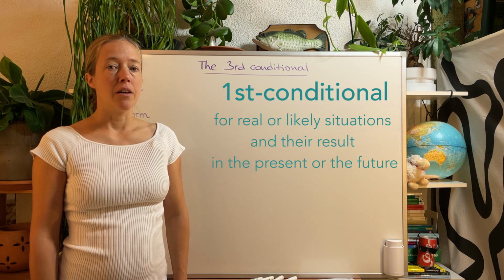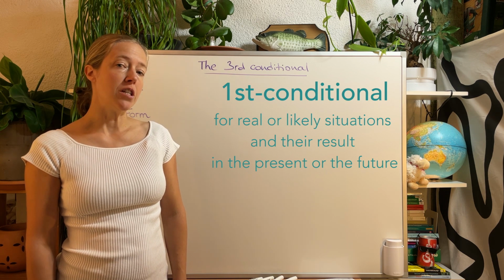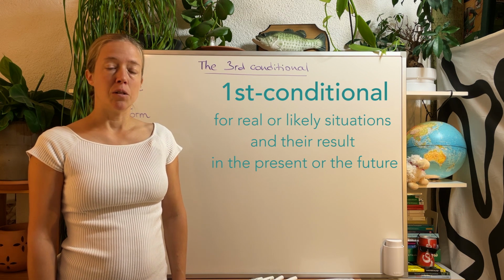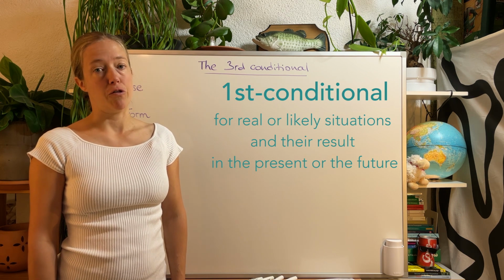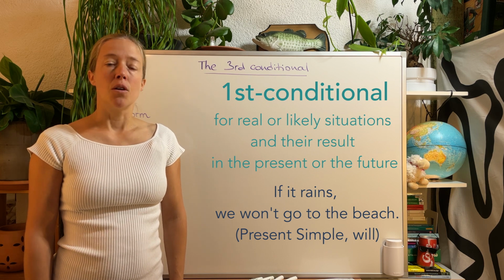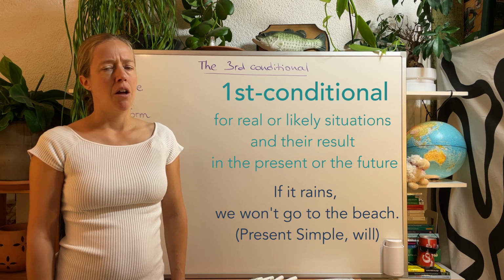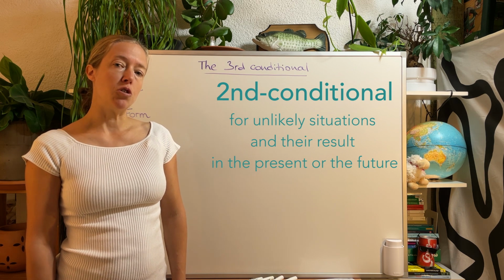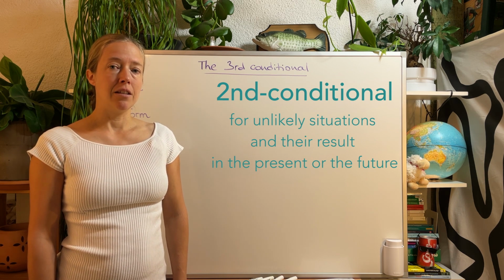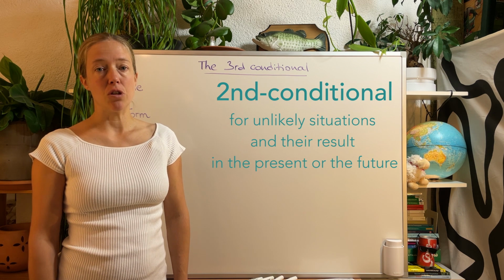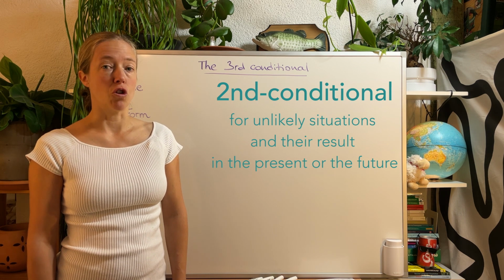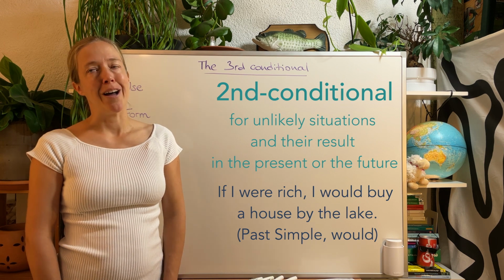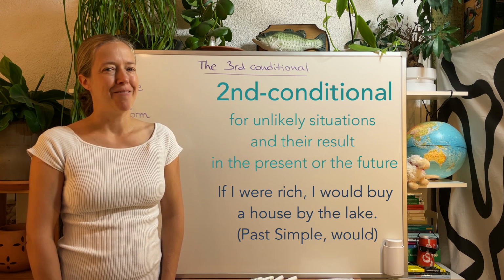You have seen the first conditional structure, which is used for real or likely situations and they result in the present or the future. For example, if it rains, we won't go to the beach. And you've seen the second conditional structure, which is used for unlikely situations and they result in the present or the future. For example, if I were rich, I would buy a house by the lake.